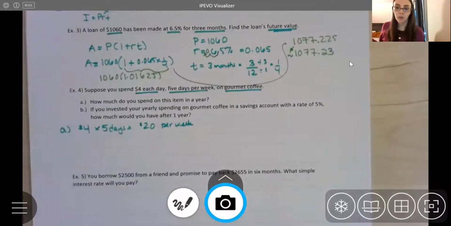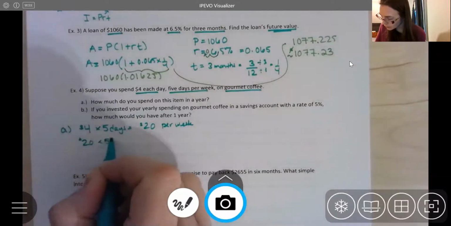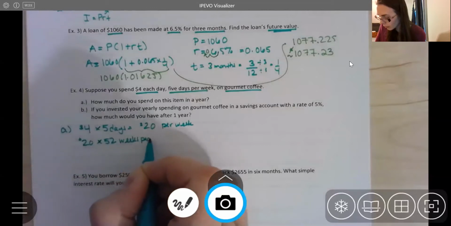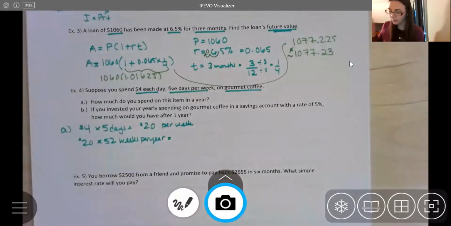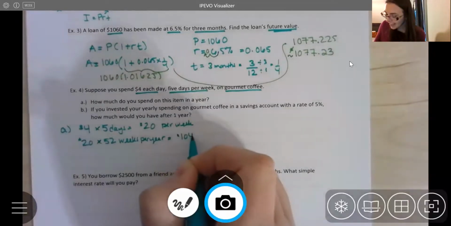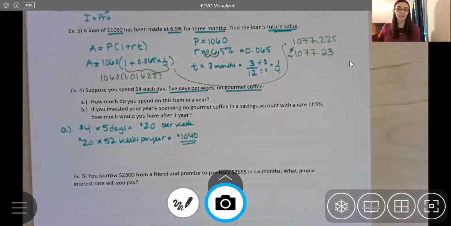Now, there are 52 weeks in a year. So $20 times 52 weeks per year. We're going to assume that you still get your coffee even on vacation or holidays and things like that. It comes out to be $1,040.